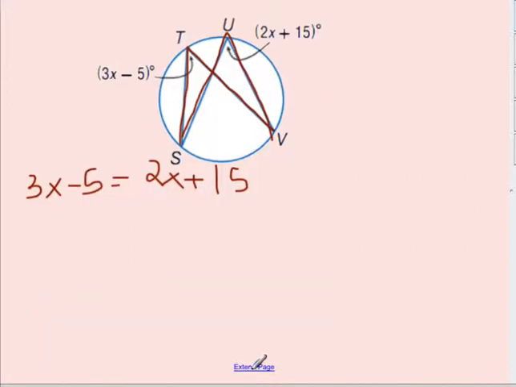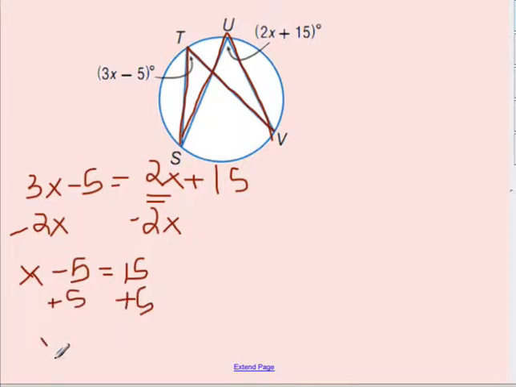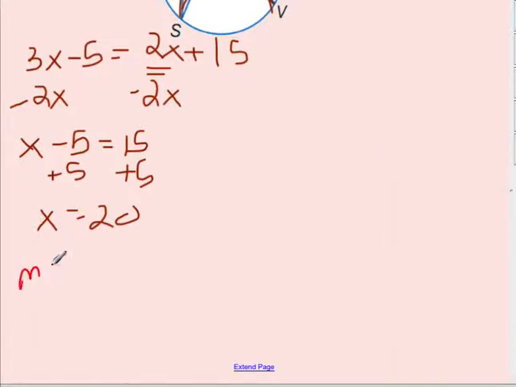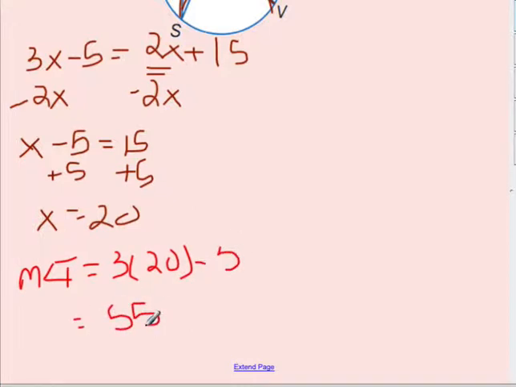So now I'm going to solve for x. I have a smaller amount of x's on this side, so I'm going to subtract 2x from both sides. Then I get x minus 5 is equal to 15. Now I need to finish solving for x, so I'm going to add 5 to both sides, and I get that x is equal to 20. That's not what the question is asking though. The question wants us to find the value of angle T, so I need to plug in 20 for x. The measure of angle T is equal to 3 times 20 minus 5. You can punch that into your calculator, and you end up getting 55 degrees for the measure of angle T.